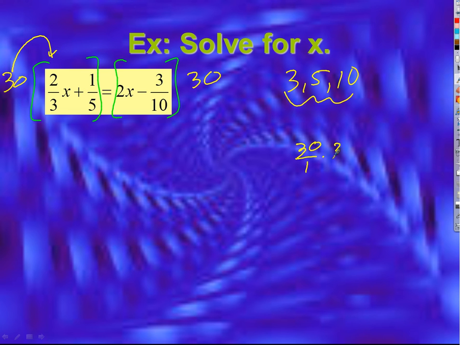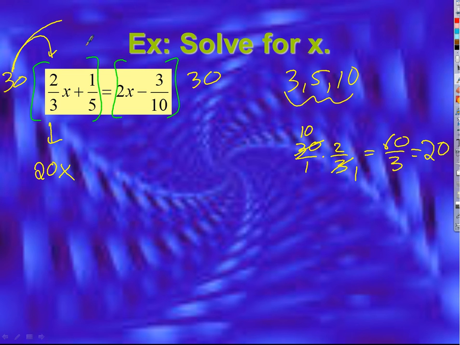30 over 1 times 2 over 3 is what? 60 over 3, which is what? 20? Okay. Now, could we have done some cross-canceling there? Yeah. We could, couldn't we? We could have made that a 10 and that a 1, couldn't we? Because 30 over 3 reduces to 10 over 1. And then that would get us to 20 a little easier, right? So the first distribution is going to give me 20x. Yes, ma'am? Oh, nope. Okay. That was a question.